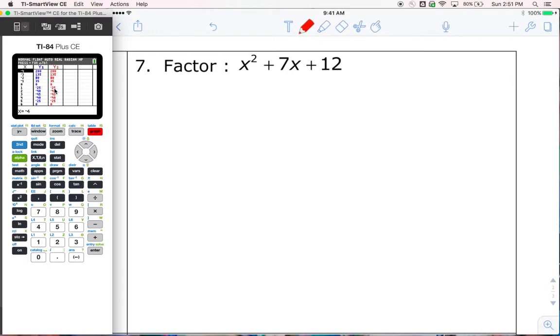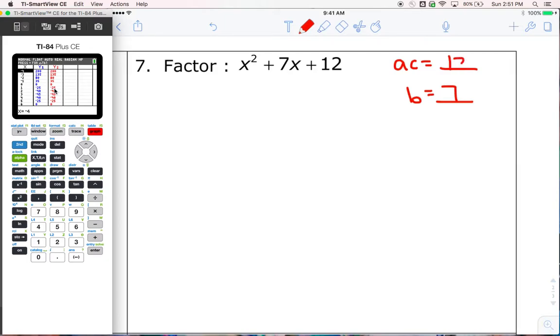Here we go. We start off the process the same way as normal. We still have to look at A times C and B. All right, well, B is easy. That's just my middle term, 7. A times C is 1 times 12. All right, and so that's 12.